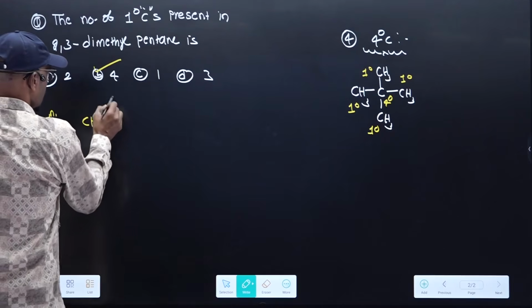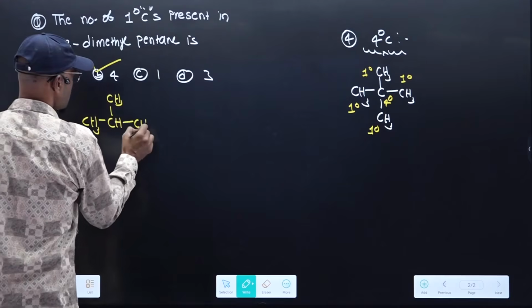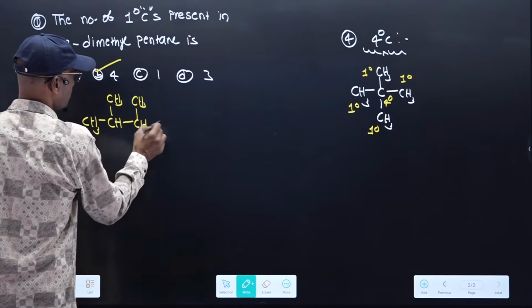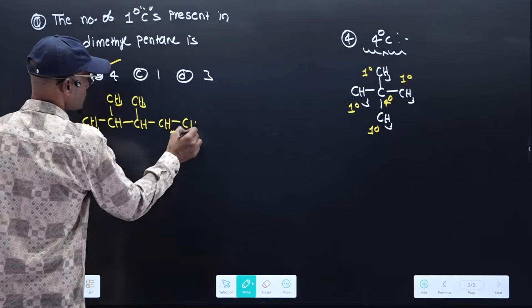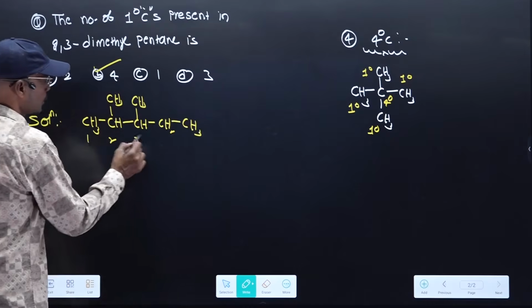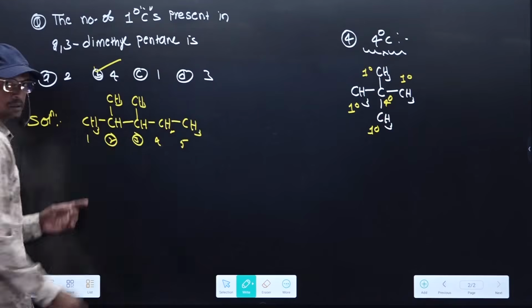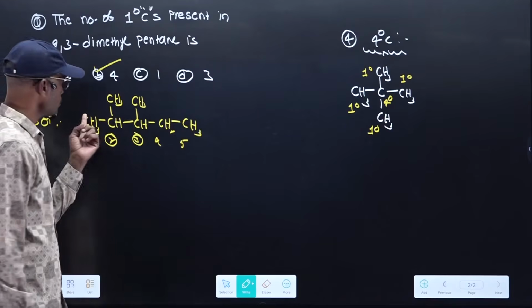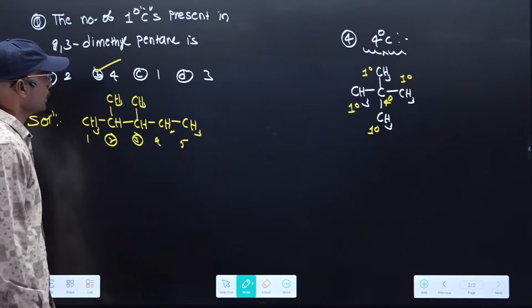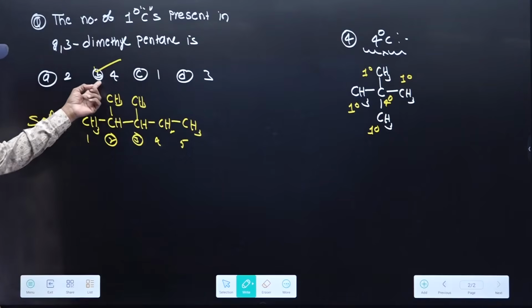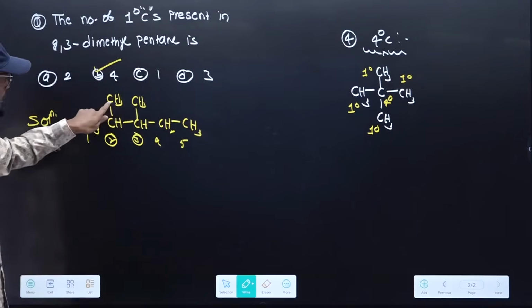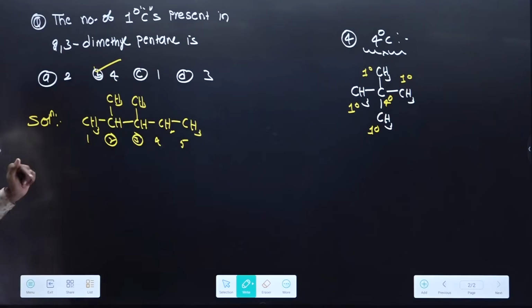So this is second carbon and here it is a third carbon. 2,3 and this is fourth and this is 5. 1, 2, 3, 4 and this is 5. Second carbon carry methyl, third carbon carry methyl, 2,3 dimethyl pentane. So this is 1, 2, 3, 4. Every CH3 become primary. Primary, primary, primary, primary. Total 4.